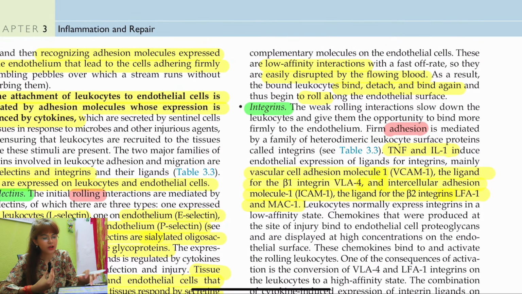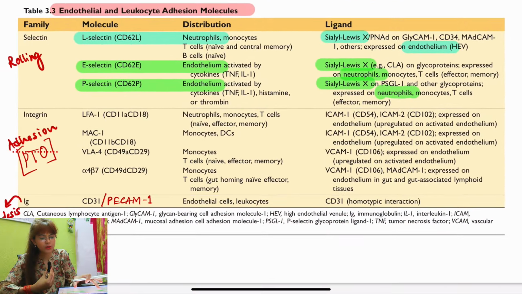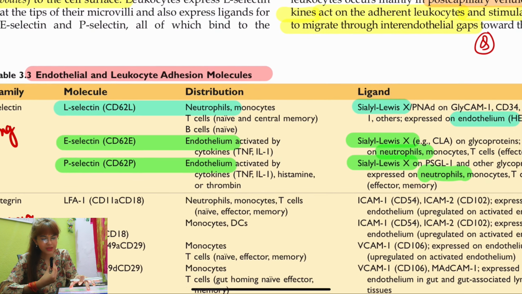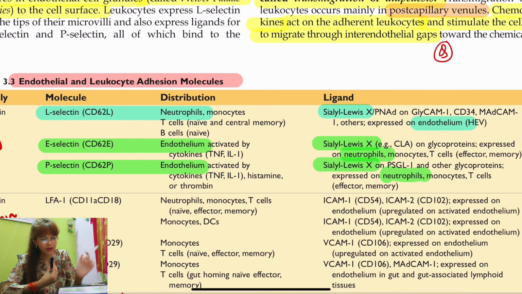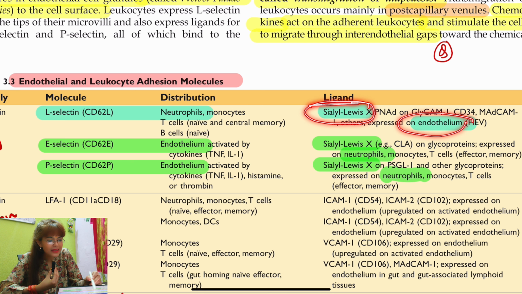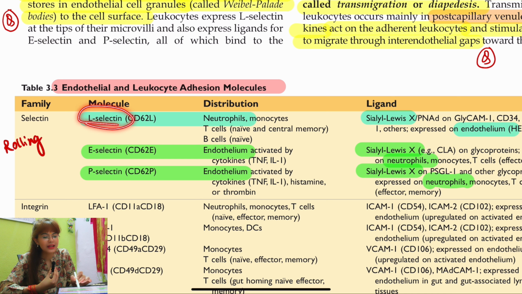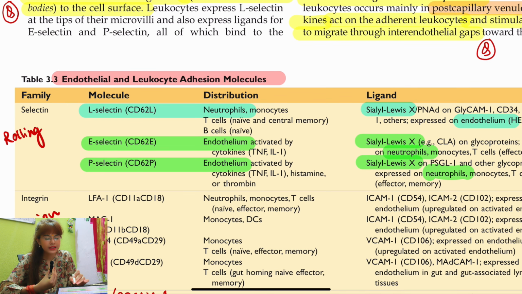I'm not going to confuse you over here, so you will be doing it from this chart only. See here, pay attention and understand this part: L selectin is present on the neutrophils, and it is binding with the Sialyl Lewis X on the endothelium. So the ligand is Sialyl Lewis X on the endothelium, and the molecule is L selectin on the neutrophils. This is how this binding takes place, and the rolling is executed.